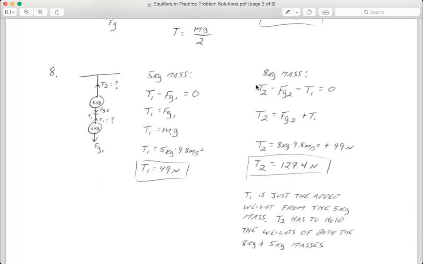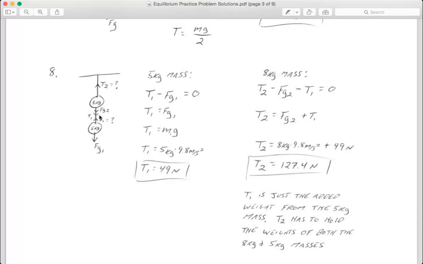That's why it's positive in my equation. It also has weight on it, which is its own force of gravity. Its own weight points downward. That's why this is minus force of gravity 2. Usually people get hung up on this minus tension 1 thing. What is that? Well, this 5-kilogram block has a rope tied to the 8-kilogram block. So this 8-kilogram block is getting pulled down by the 5-kilogram one.